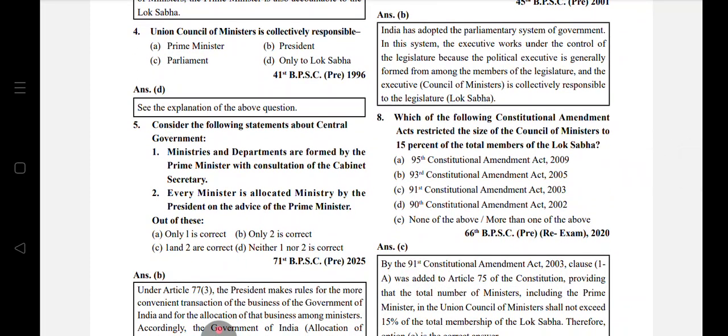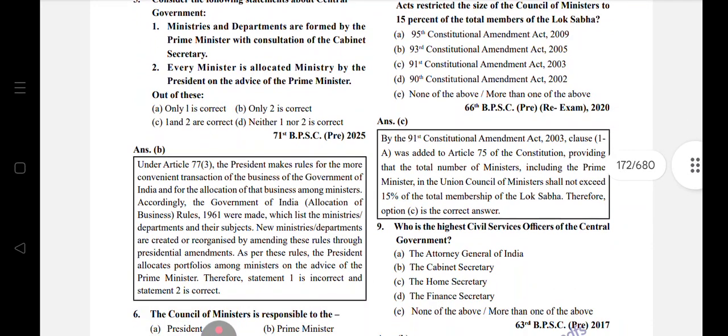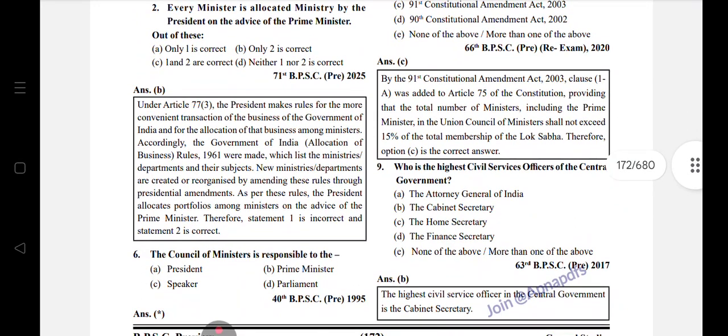The 91st Constitutional Amendment Act in 2003 limited the Council of Ministers to not exceed 15% of the total membership of Lok Sabha. The number of ministers will not exceed that.